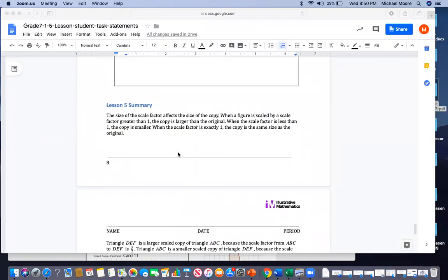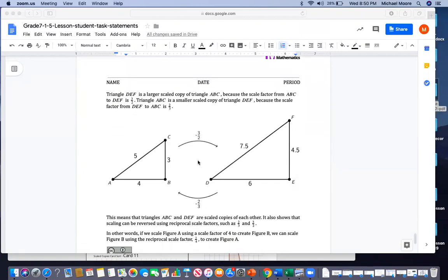Lesson summary: the size of the scale factor affects the size of the copy. When a figure is a scale copy by a scale factor greater than 1, the copy is larger than the original. When the scale factor is less than 1, the copy is smaller, so a fraction. When the scale factor is exactly 1, the copy is the same size as the original. So in this triangle, we see our shape is increasing, again, by half, right? Half of 5 is 2.5. So this measurement is 2.5. Half of 3 is 1.5. So 4.5. Half of 4 is 2. So this is why these measurements are 2.